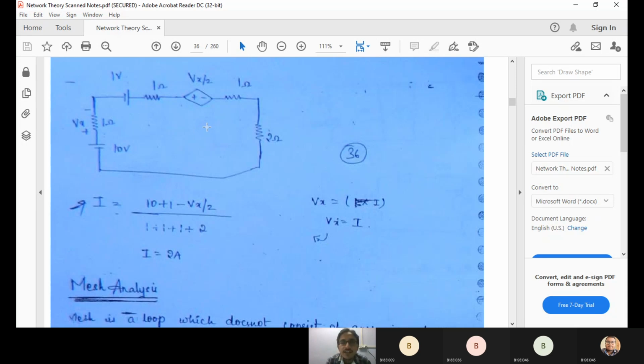While we solve the problems on dependent sources, definitely there will be some relation. Dependent sources means the dependency will be mentioned. Here, Vx by 2 depends on another branch voltage, another resistance voltage, something like that. With that relation, the two constraints can be made into one. With that constraint, we can solve the circuit for current or voltages or whatever.